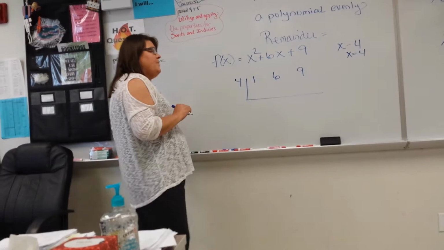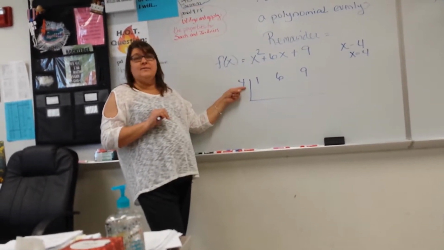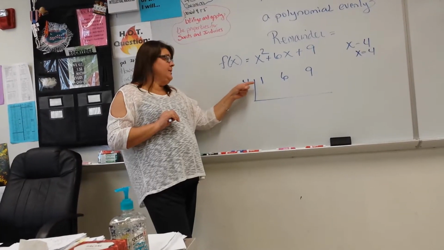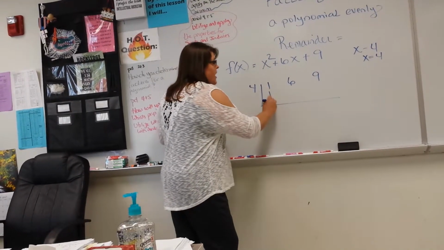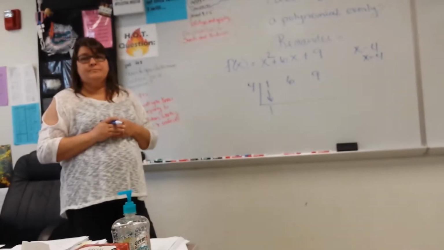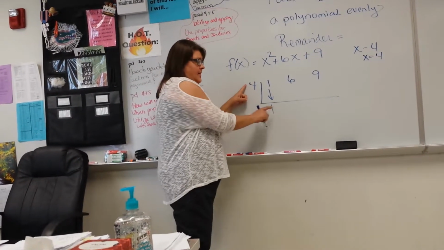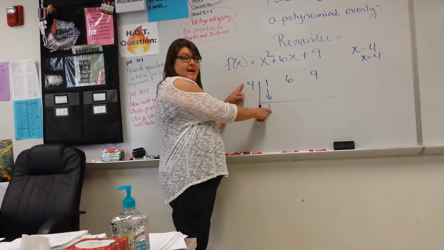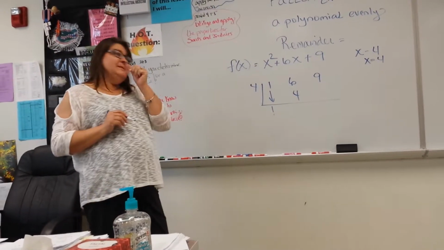Okay, so step 1 is going ahead and putting your divisor outside as a number, and then putting your coefficients here. Step 1, drop the first number. Just drop it down. So far, so good? Take this outside thing, multiply it by what you drop down. What do you get? 4. And you write it right here. Then you add.